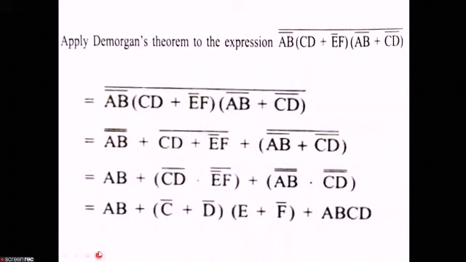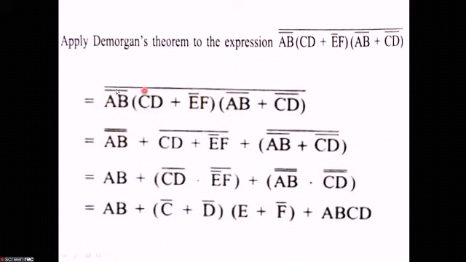Now, here it is written: apply De Morgan's theorem to the expression. This is the expression given: AB bar into CD plus of E bar F into AB bar plus of CD bar, whole bar. This bar is given because we have to apply De Morgan's theorem. Now just write this expression here: AB bar into CD plus of E bar F into AB bar plus of CD bar.